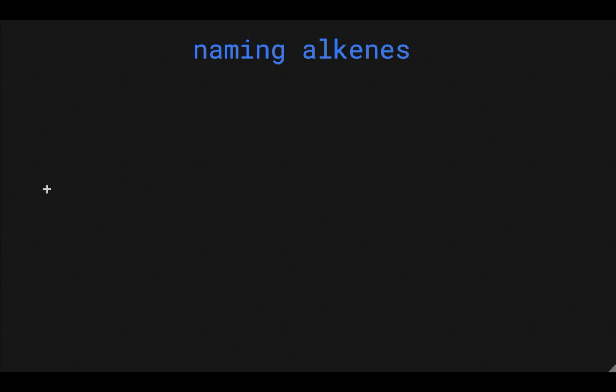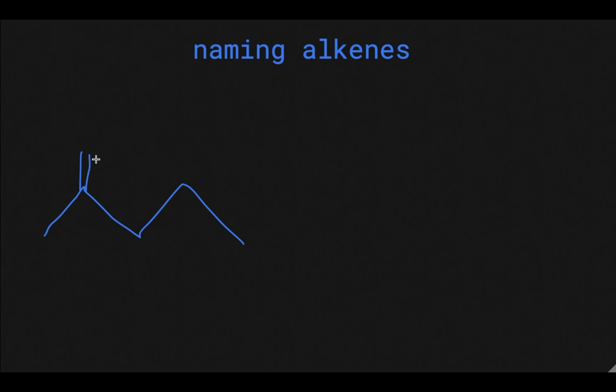Once again, I'm going to go ahead and draw it. 1, 2, 3, 4, and in this case, we're going to have a substituent that is a double bond. So let's see how we're going to name this. So once you look at this diagram, you're going to want to assume that this is the longest carbon chain. However, that's not the case. We don't want this double bond to be a substituent. We want the double bond to be within the longest carbon chain.